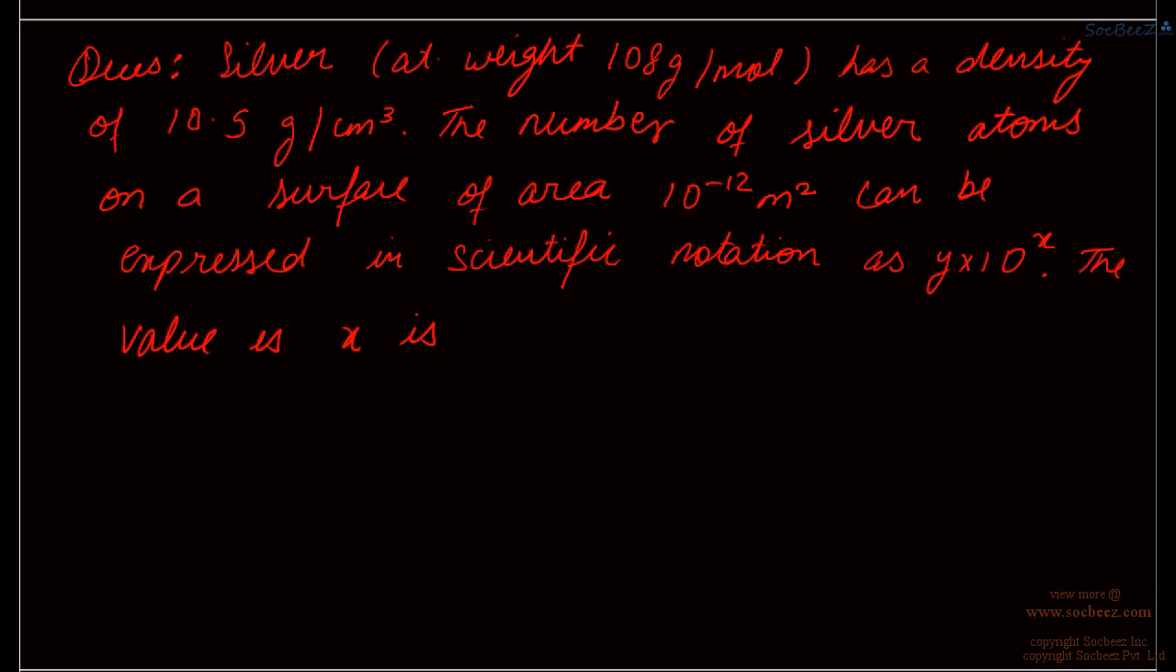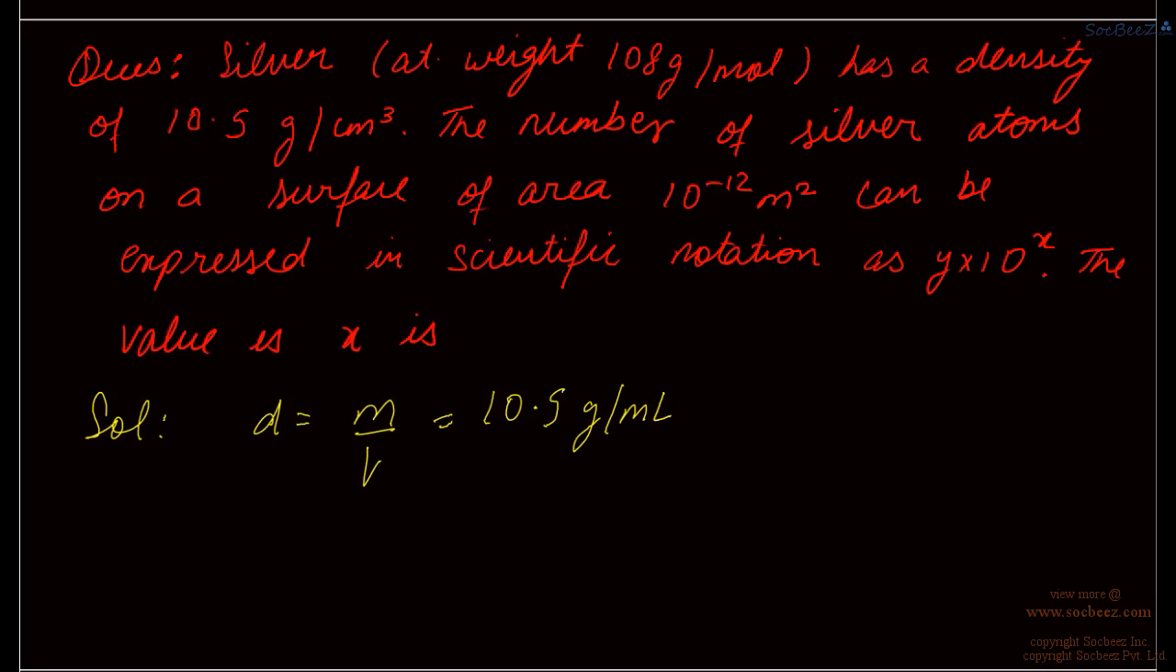So let's discuss another question. The question says that silver, whose atomic weight is 108 gram per mole, has a density of 10.5 gram per centimeter cube. So the number of silver atoms on a surface of area 10 raised to the power minus 12 meters square can be expressed in scientific notation as y into 10 raised to the power x. The value of x is... since we know that density equals mass upon volume, let's solve this question.